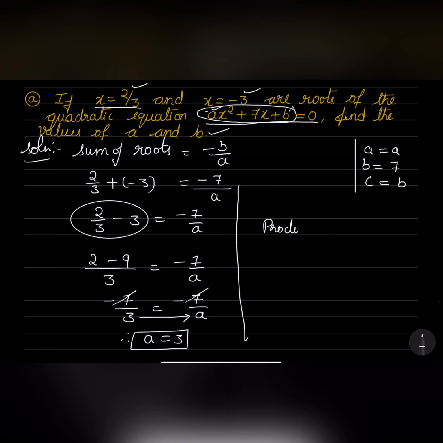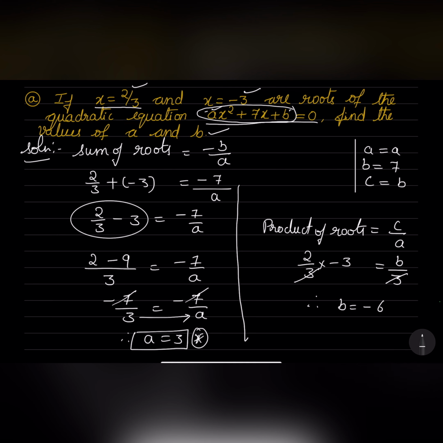Product of roots is equal to c by a. Here c is b and a is 3, so this is the value of a. And the product of roots is 2 by 3 into minus 3. The 3 in the denominator on the LHS and RHS will get cancelled. Therefore, b is equal to 2 threes are 6, so it is minus 6. So, we got the values of a and b. This is the first type.